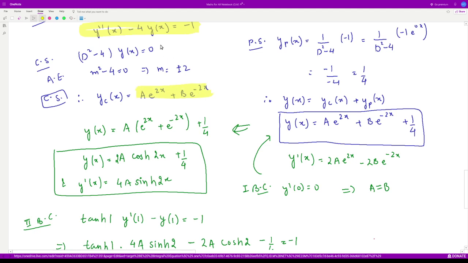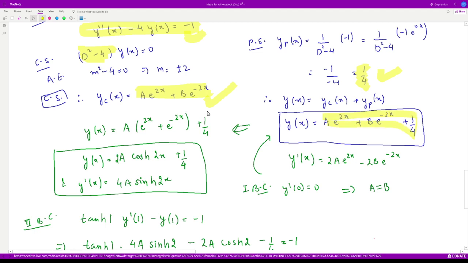The particular solution: we write 1 by the operator, which is D square minus 4, applied to the right hand side, which is minus 1. So minus 1 of this, and you can write e to the power 0x because it is simply 1, no problem in that. Now we replace D by 0, so our particular integral is 1 by 4. The general solution is the combination of the corresponding solution and the particular solution, so we have the solution as this in this case.